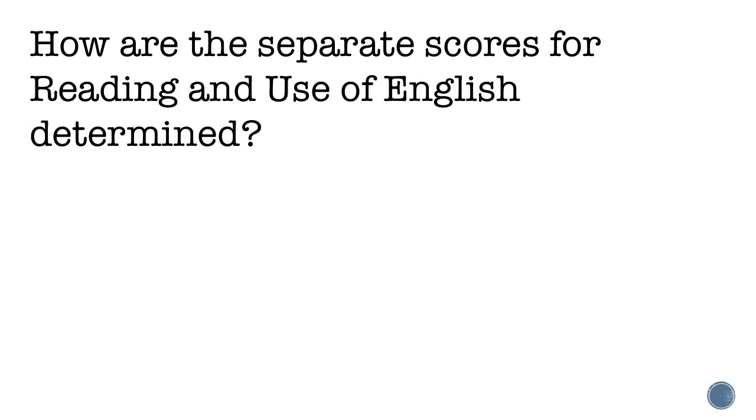How are the separate scores for reading and use of English determined? Well, on your statement of results and your certificate, you receive a Cambridge English Scale score for reading and a separate Cambridge English Scale score for use of English, as well as for the writing, listening and speaking. On the reading and use of English paper, the reading score is derived from parts 1, 5, 6 and 7, and the use of English score is derived from parts 2, 3 and 4.